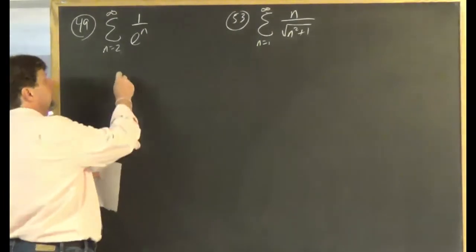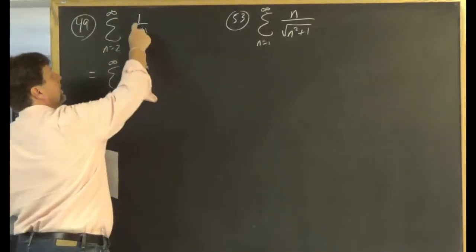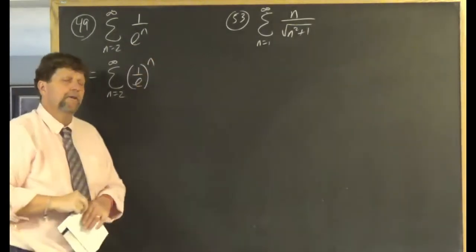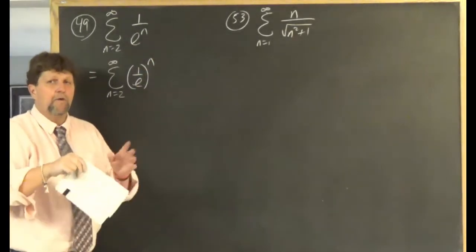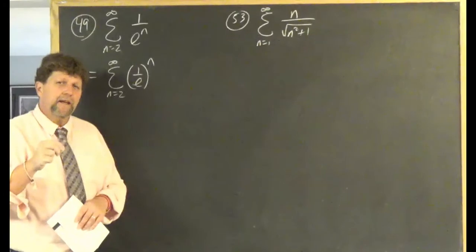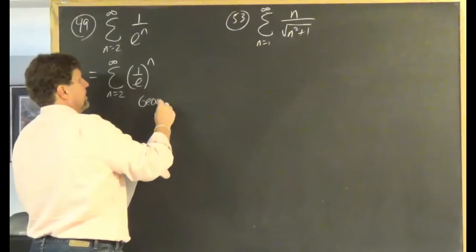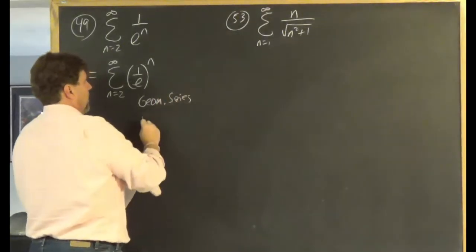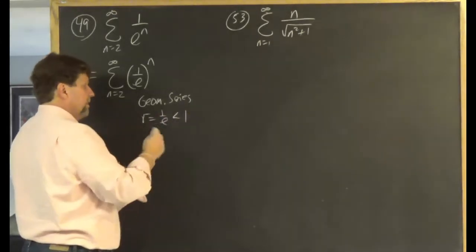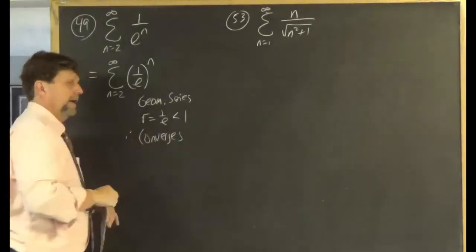Check out the series though. One little step, one little rule of algebra. 1 over e to the n, thanks to a property of exponents, you can rewrite that as 1 over e, that quantity, to the nth power. It's just an old rule of exponents. And once I rewrite it like that, I say, aha, that's a geometric series. r is equal to 1 over e. And 1 over e is most definitely less than 1. It converges.